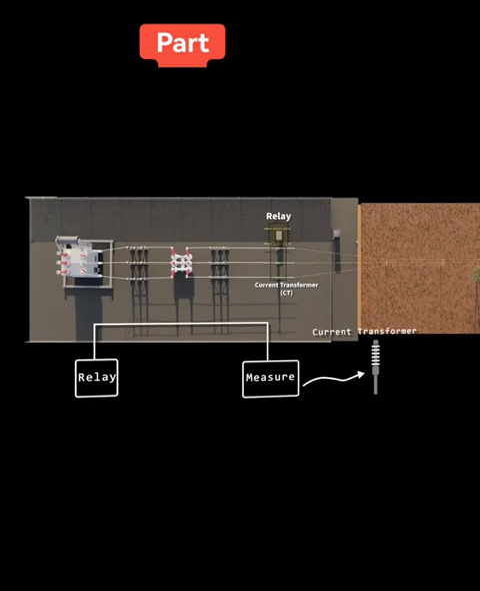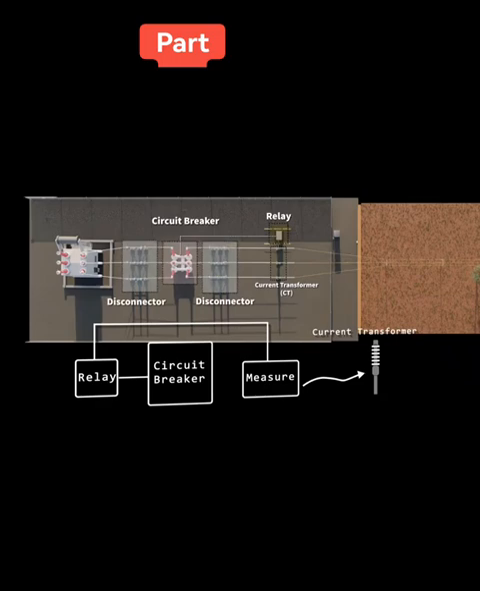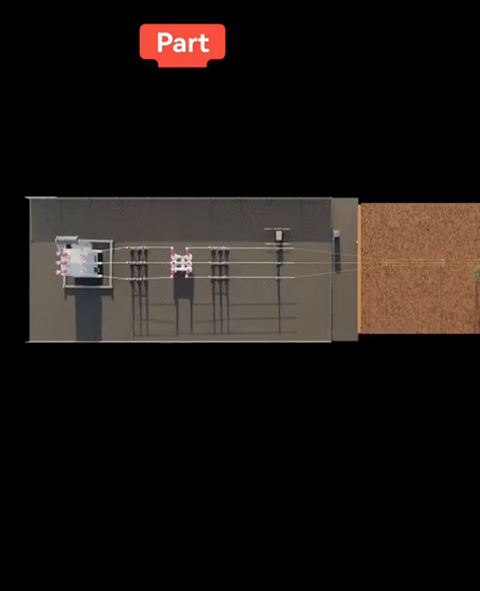So your relay becomes your information point, and it will send you information to say, we have a problem here, and it will send it to your circuit breakers. Your circuit breakers will disconnect the faulty part of the system. Of course, your circuit breaker has the physical ability, if instructed, to break the fault current and disconnect the faulty part of the system, as do your disconnectors and transformers, as shown here.